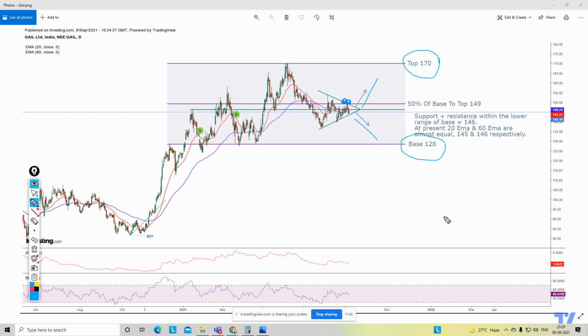So keep an eye, draw the pattern, look at the levels mentioned in the chart as of now and trade accordingly. You will have a good opportunity on a swing side or a short-term side in GAIL as of now, and you can trail your stop losses. So that's GAIL for you.